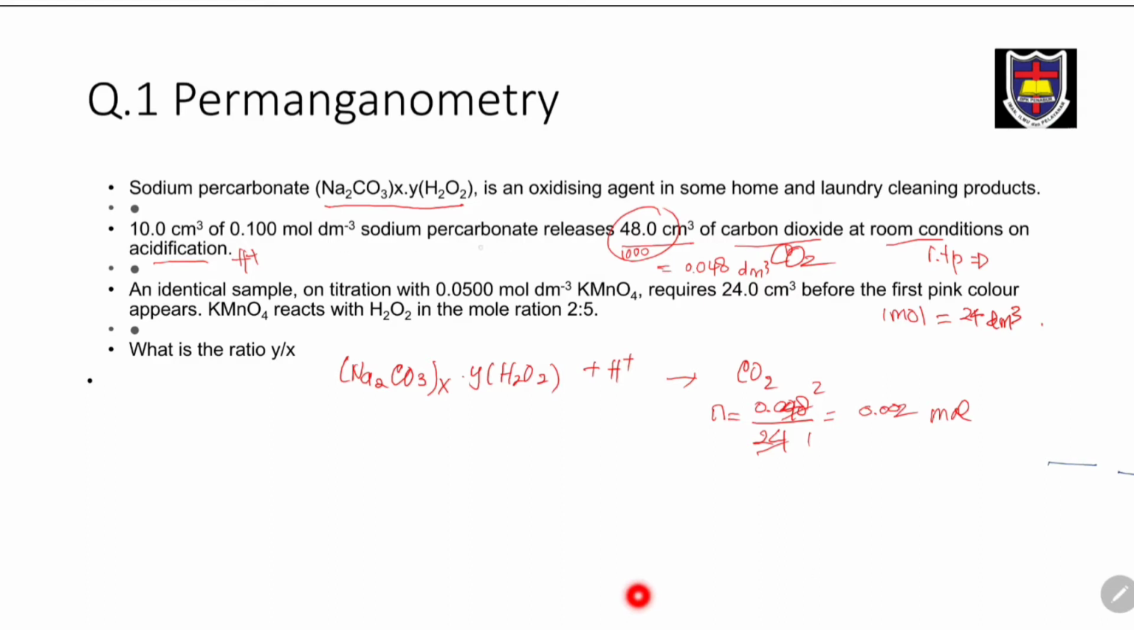For the sodium percarbonate, this is the volume, this is the concentration. Then we find n is molarity times volume: molarity 0.1 times volume 0.01 dm³ gives 0.001.